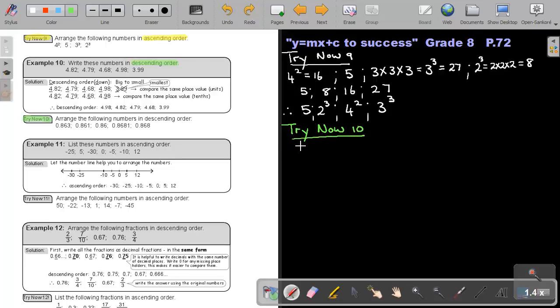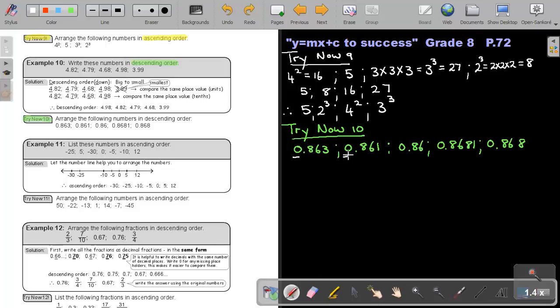Okay, I like to first write down all the numbers. So 0.863, then 0.861, then 0.86, then 0.8681, then 0.868. Okay, let's start comparing.